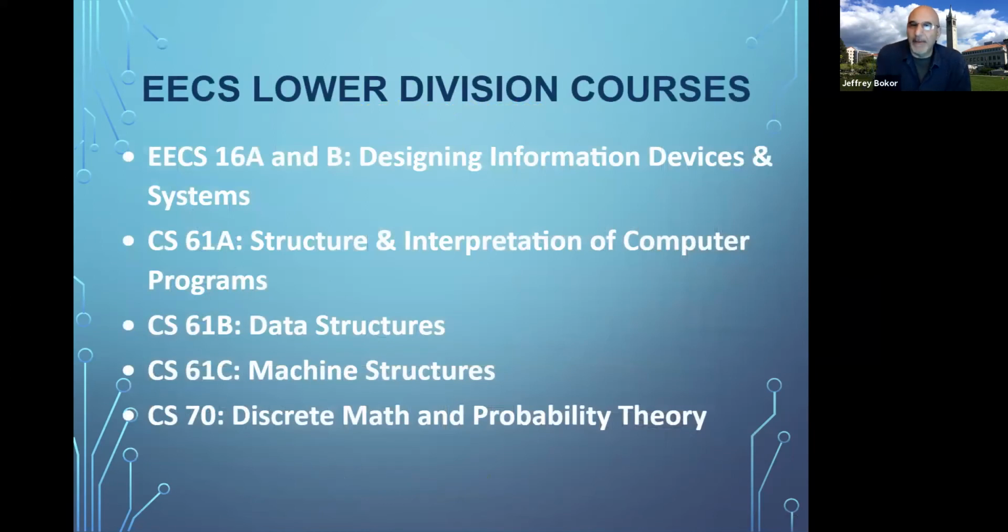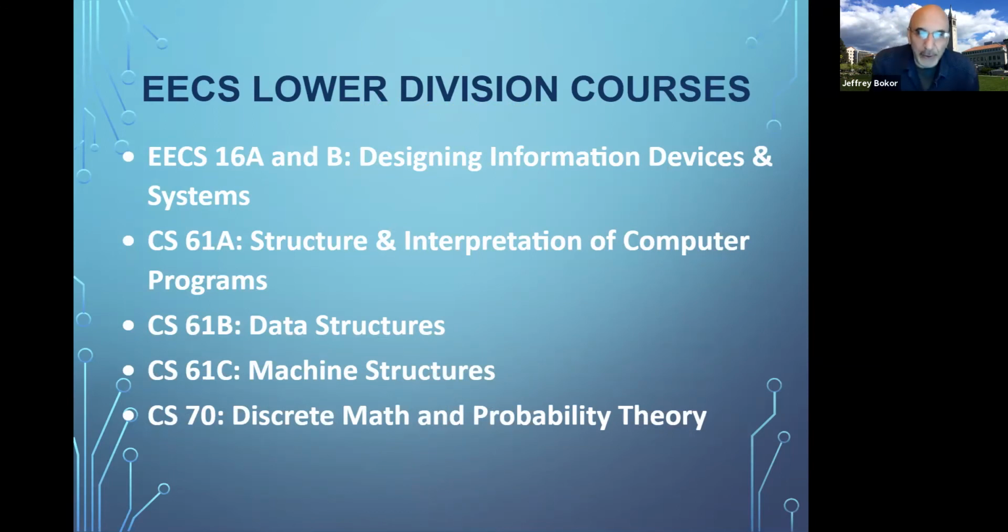So here's a little bit more about our lower division courses. These are the 6 that I mentioned. So we have a 2-course sequence, EECS 16A and B, Designing Information Devices and Systems. And this is really on the EE side. You learn about hardware, you learn about also what we call systems, thinking about signal processing and control systems and the like.